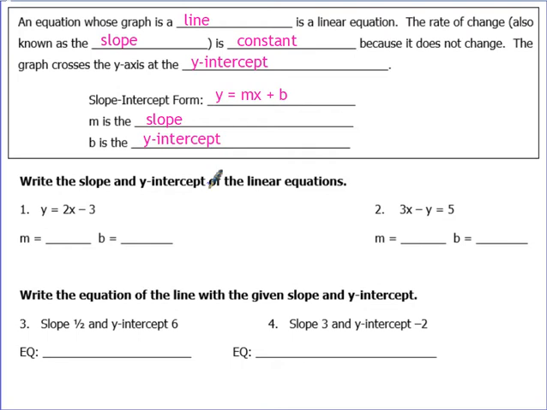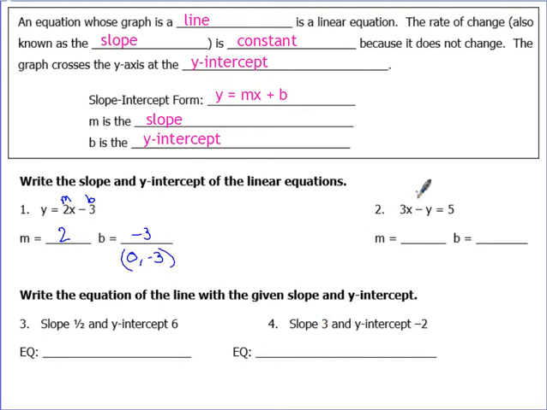All right, so if I look at this equation, that is in slope-intercept form. y = mx + b. So the m, or the slope, is 2. And b is -3, or if I wanted to write the y-intercept, it would be (0, -3).